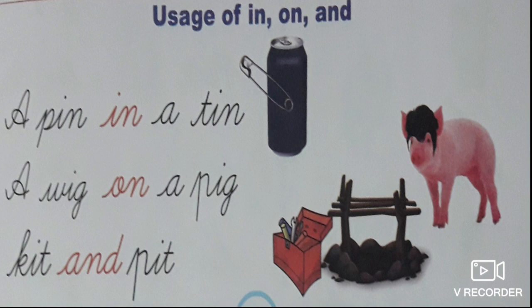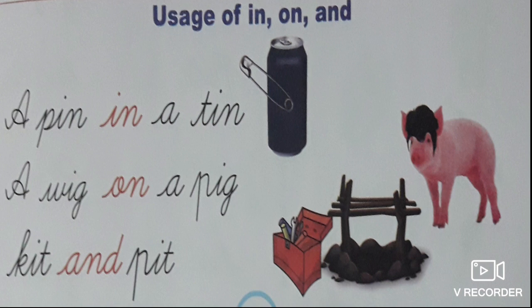A wig on a pig. Kit and pit. What is that? Kit and pit. Children, you should always remember, when something is inside, it is in. When something is above, it is on. When two different things, we will call it as an.